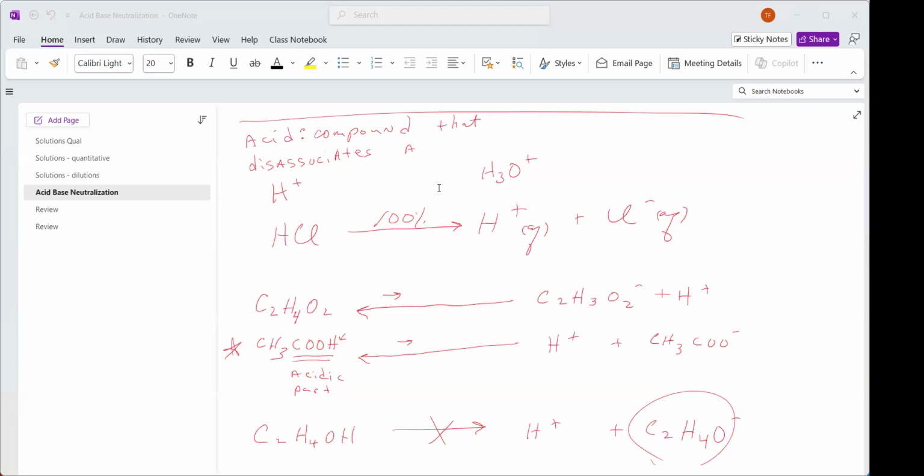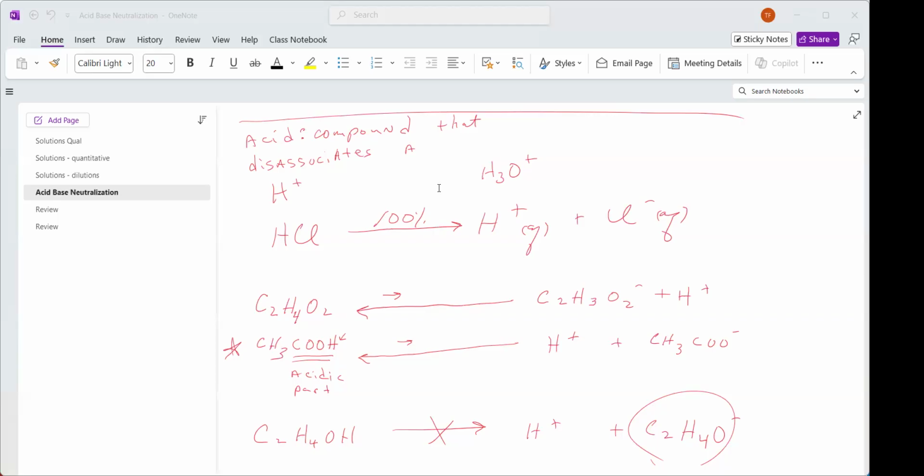Now, if a compound has an H in it, like this guy here, it has a possibility of being an acid. But it's an acid only, no exceptions, if it disassociates H plus or a proton. I'm saying proton because in OChem, they don't talk about H pluses, they talk about protons. So I want you to get used to using those terms interchangeably.